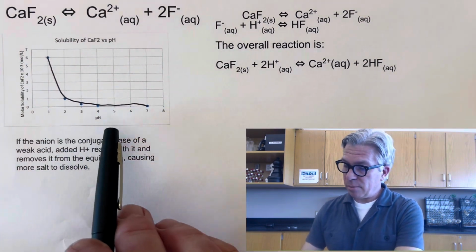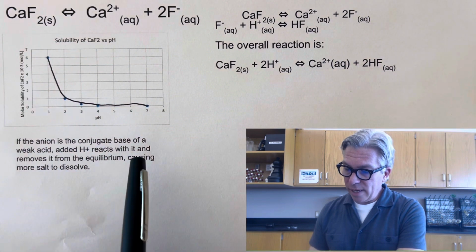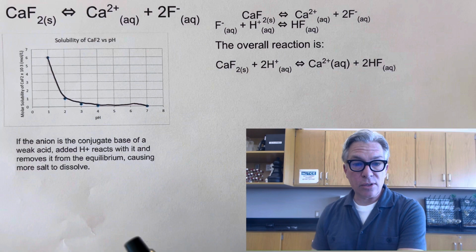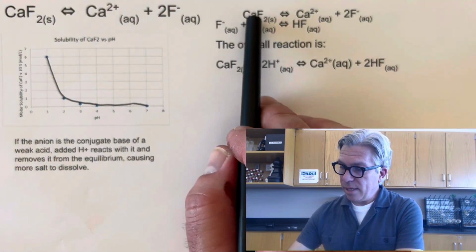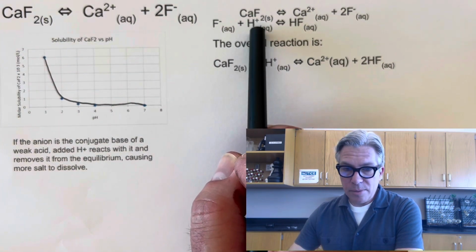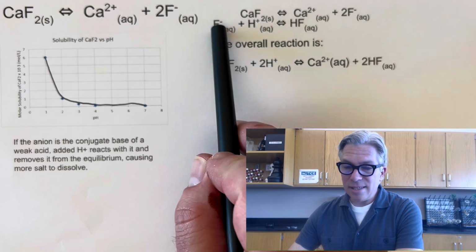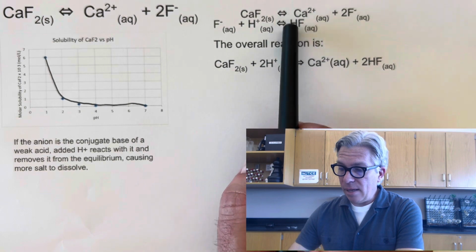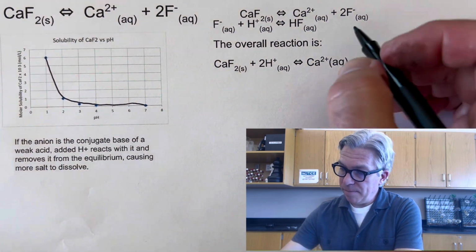Here's our graph. I made it a little smaller. And it says here, if the anion is the conjugate base of a weak acid, added hydrogen reacts with it and removes it from the equilibrium, causing more salt to dissolve. And so I put the reactions over here. So calcium fluoride making calcium and fluoride. If I add protons, lowering the pH, adding some acid, those hydrogens and those fluorides will get together because they will form a weak acid then, making that, which is not part of my original equilibrium, but it does drop this out of the equilibrium.